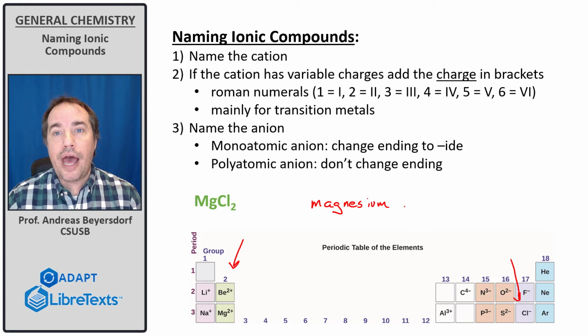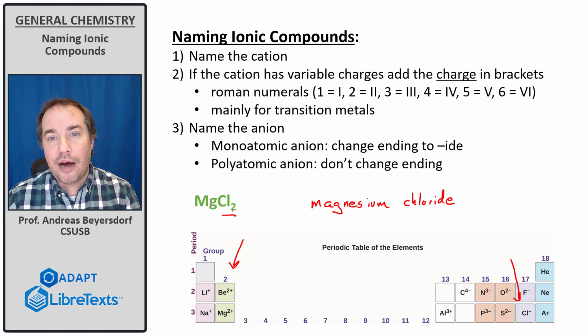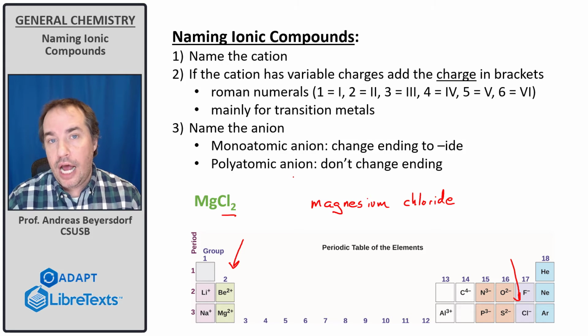And then we go ahead and we name the anion. That's the chlorine. This is monatomic, so we change its ending to chloride. Now, it's monatomic. Even though there are 2 of the chlorines, they're each individual ions.